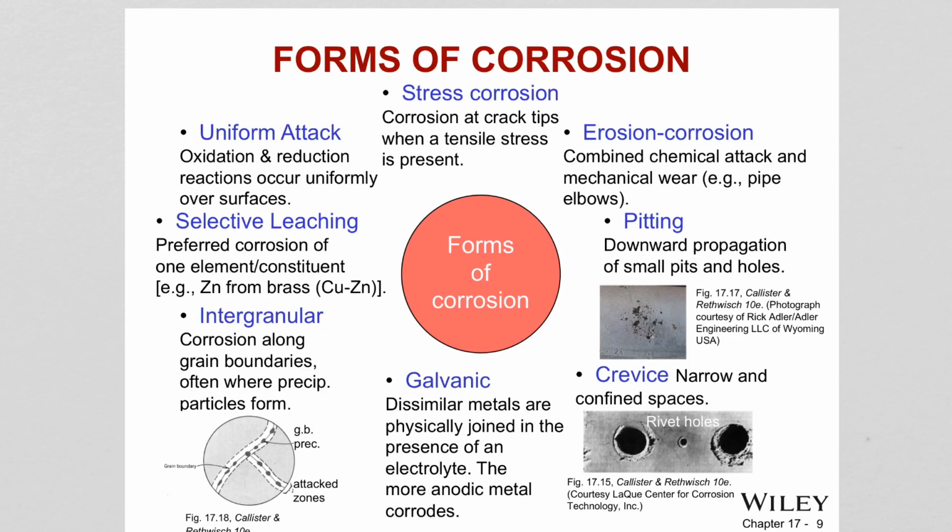The best way to eliminate stress corrosion is to lower the magnitude of the stress. You can do this by reducing the external load, or you can increase the cross-sectional area perpendicular to the applied stress, because we know stress is force over area.